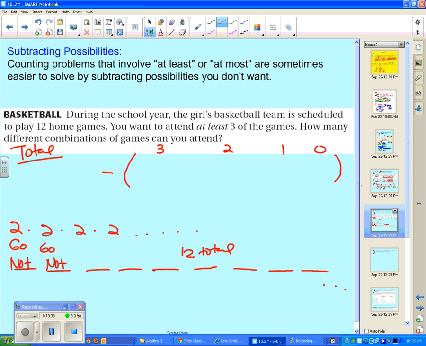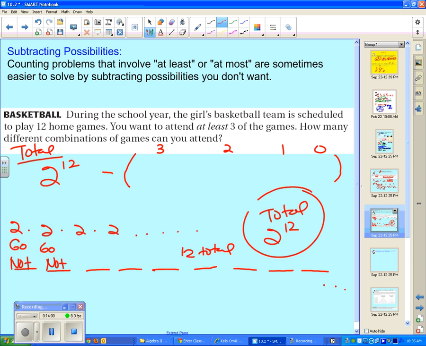Can I simplify that? 2 times 2 times 2... 2 to the 12. That's how many total ways I could go or not go to the basketball games. We need to know that in order to be able to subtract off from it. That's the first part.